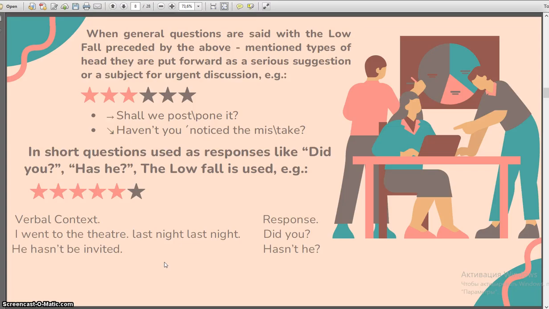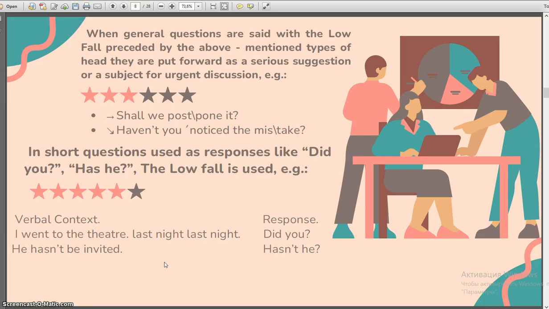When general questions are said with a low fall preceded by the above-mentioned types of head, they are put forward as a serious suggestion or the subject of an urgent discussion. Example: shall we postpone it? Haven't you noticed the mistake?